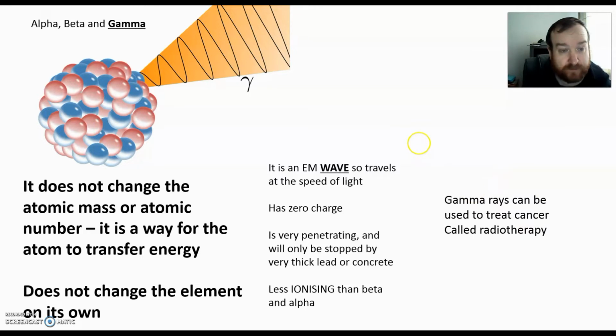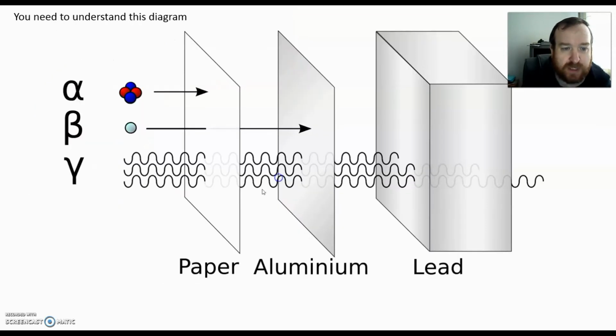Okay, now you need to know and understand this picture. This picture shows us 3 types of radiation that you need to know about and what they can be stopped by. So alphas can be stopped by paper, beta can be stopped by a few millimeters, 5 millimeters of aluminium, and gamma can be stopped by very, very thick lead. Now, some of them might get through. Okay, reduced by thick lead or thick concrete.